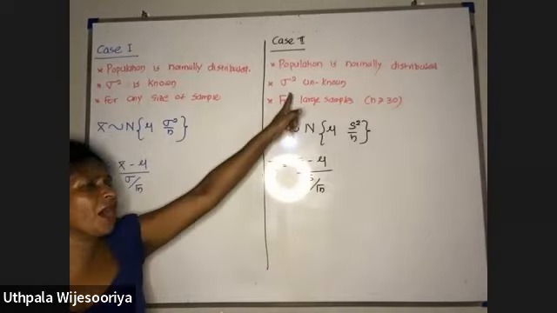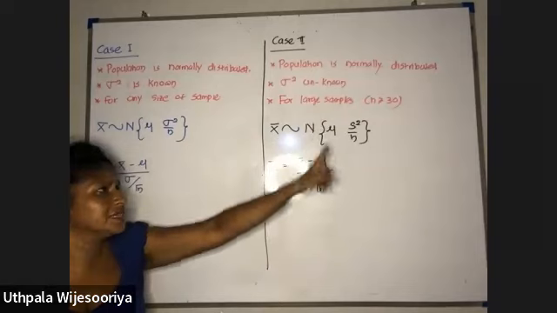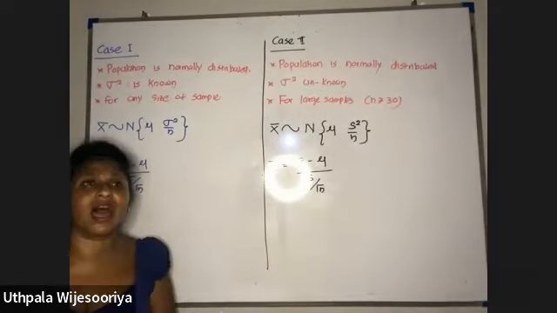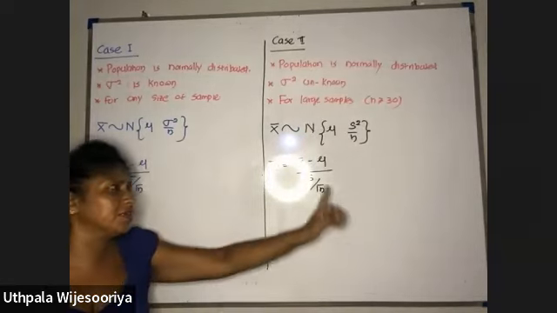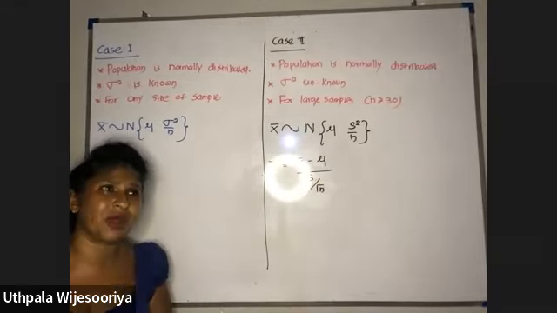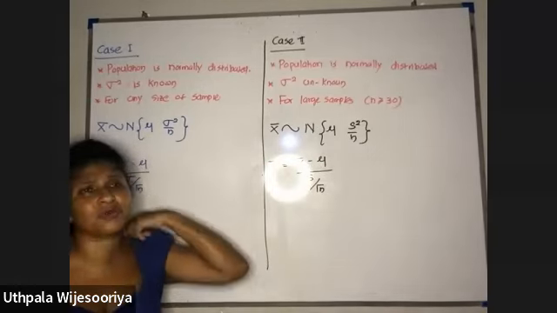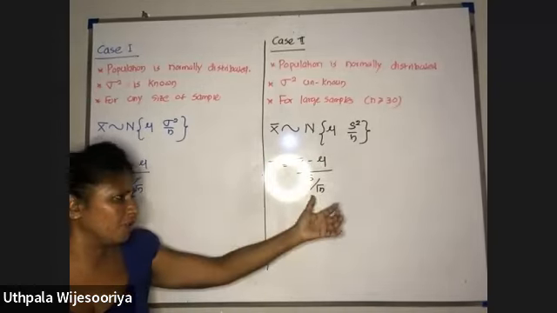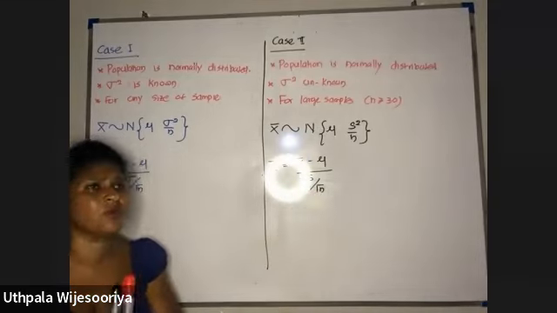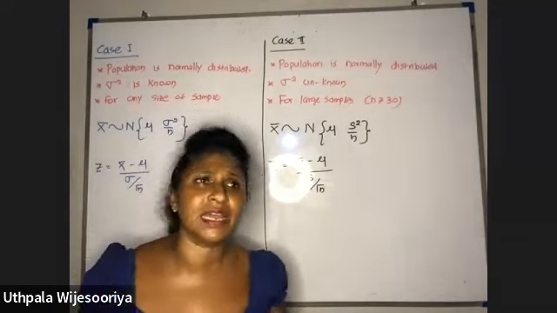Now this is from a normal population with unknown variance. Once you draw a large sample, our sampling distribution turns out like that. It is not sigma square over n. In the common property we said that, but here it becomes s square over n, and then the z value goes to x bar minus mu over s over root n. That is our case number 2.